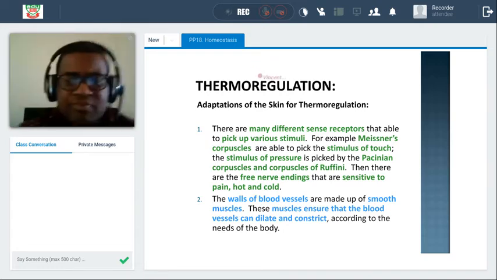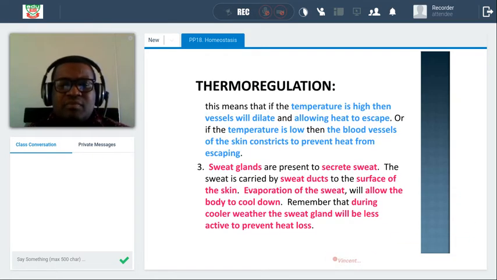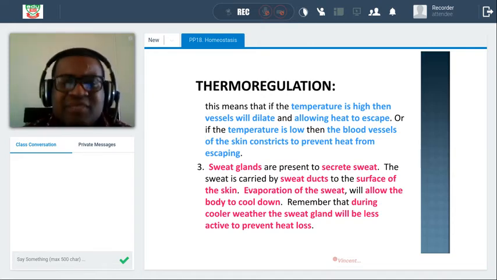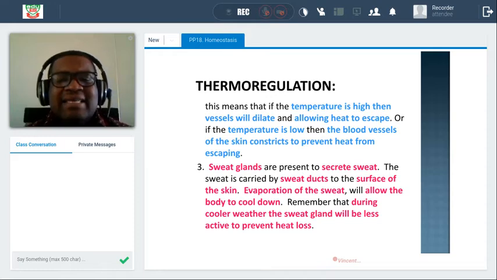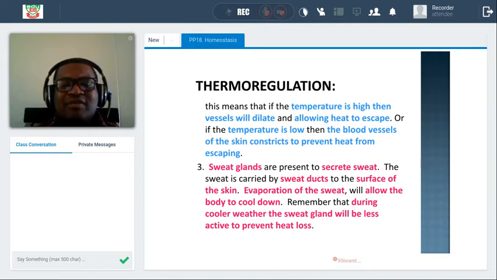Okay, now let's continue after the power interruption. So we said that the blood vessels dilate or constrict. This means that if the temperature is high, then the blood vessels will dilate, allowing heat to escape, or if the temperature is low, then the blood vessels will constrict to prevent heat from escaping.